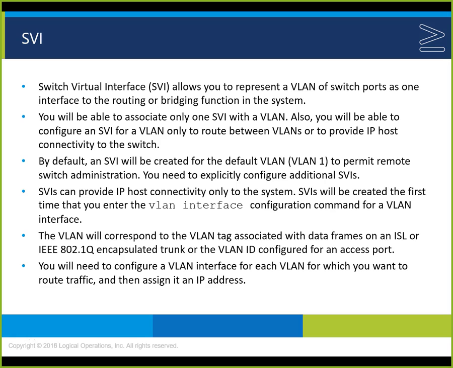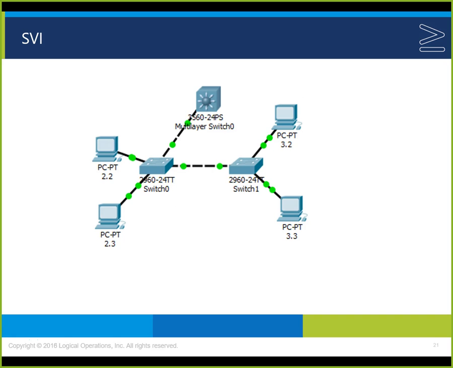It can provide connectivity only to the system, and will be created the first time you enter the VLAN interface configuration command. You saw that in the demo. It will correspond to the VLAN tag associated with the data frames. VLAN 2 is going to be associated with the VLAN 2 tag frames, obviously, and the IP subnet. And this is again the one that, for me, I'm a pretty simple-minded person. To keep it straight, I like to do VLAN 2, the .2 network, and on down the line like that.